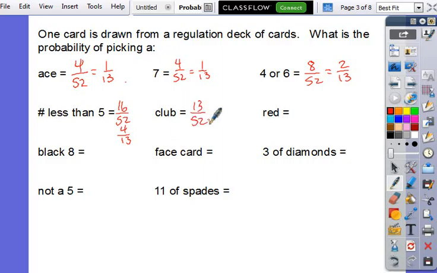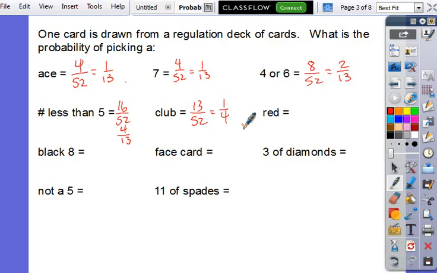Each suit has an ace through a 10, right? So that's 10 cards. Jack, queen, and king. So each suit has 13 cards. So a club is just one of the suits. If I said diamonds right there, what's the answer going to be? 13 out of 52, which is 1 fourth. If I said hearts or spades, it's going to be the same thing.